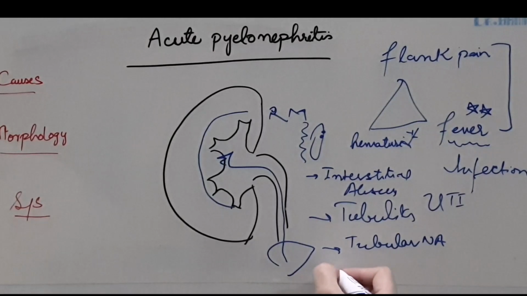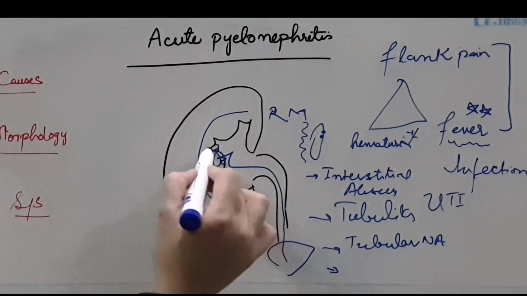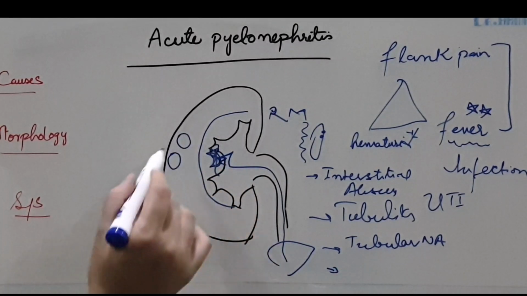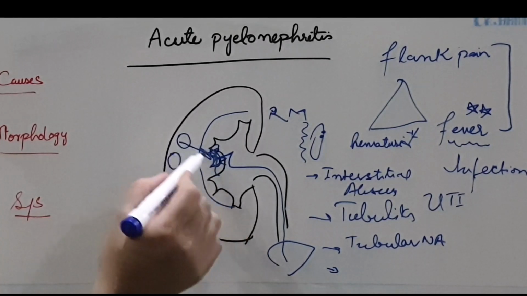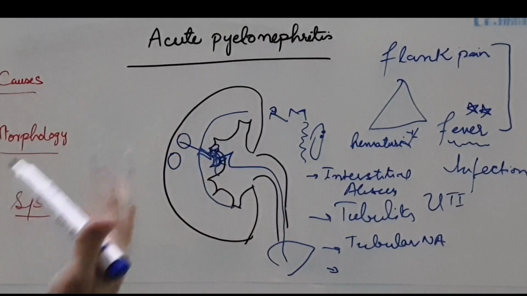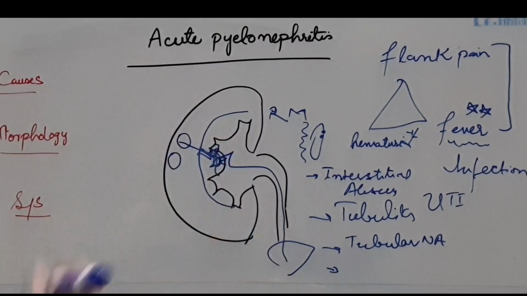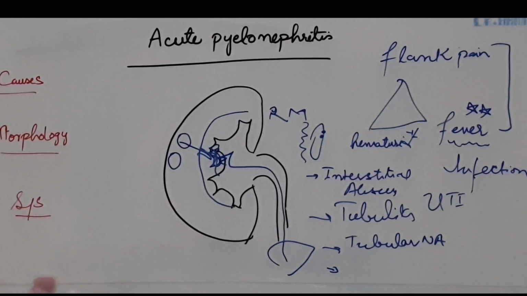And then secondarily, when this system is disrupted, even if glomeruli were normal initially, there won't be a flow of urine ahead into the medulla, and secondarily it will affect glomeruli and vessels as well. So in morphology, there will be interstitial abscess, tubulitis, and tubular neutrophilic abscesses in the morphology of acute pyelonephritis.